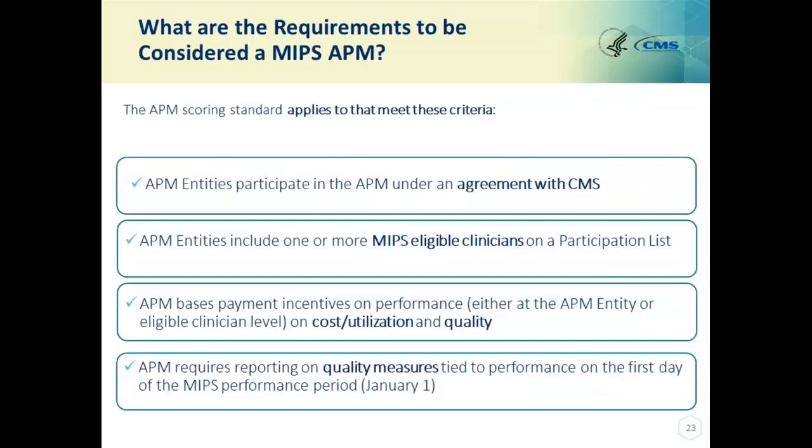So the four criteria that MIPS APMs need to meet in order to be determined as MIPS APMs: the first is that they must participate under an agreement with CMS or through regulation. Second, MIPS APMs must include one or more MIPS eligible clinicians on their participation list. Thirdly, MIPS APMs must base their payment structure on quality measures and on cost and utilization. And then finally, we also require that the quality measures under the APM be tied to a performance period with the first day being January 1st. Next slide, please.